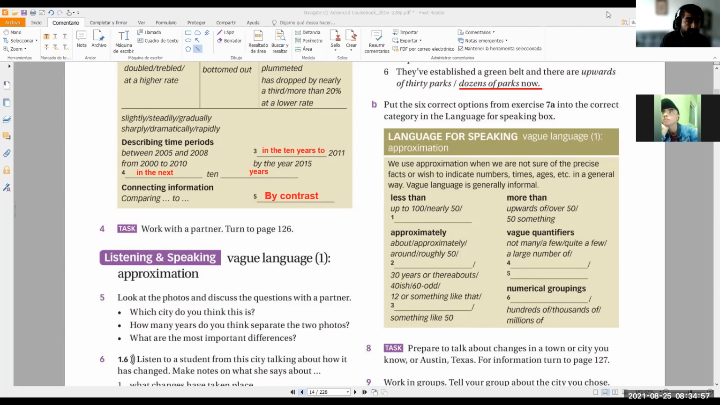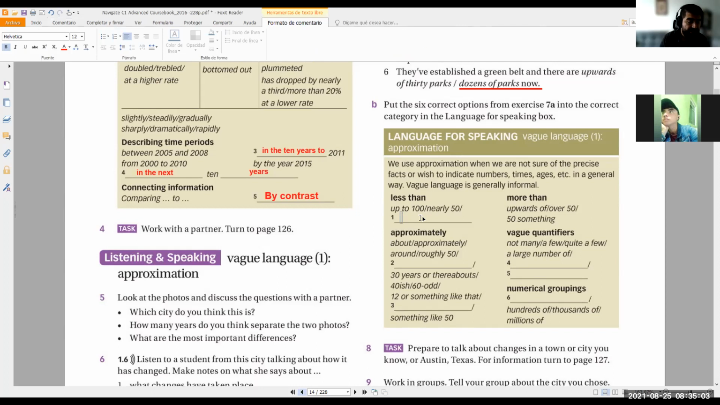Just under, teacher. Absolutely right. It would be, in this case, just under. That would be the expression. So we can say up to, nearly 50, just under. You see, we've got those three expressions we can use. Thank you very much, Jerson.